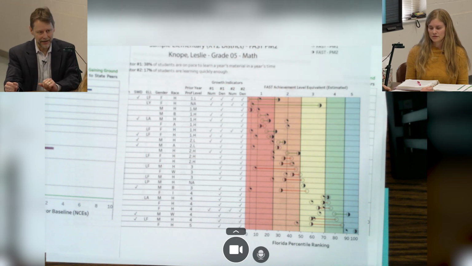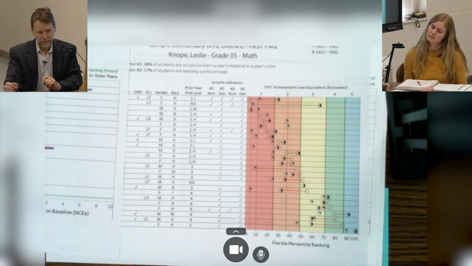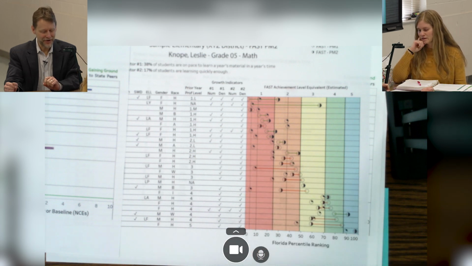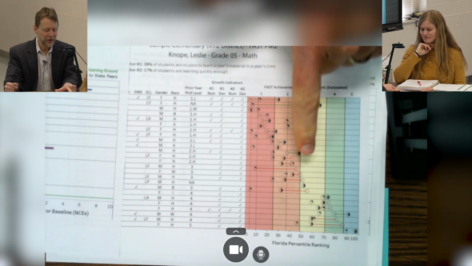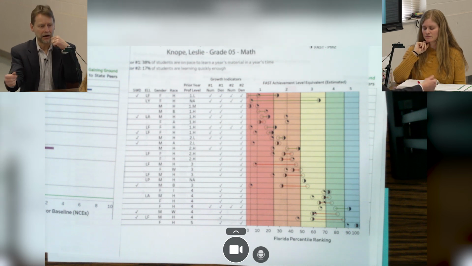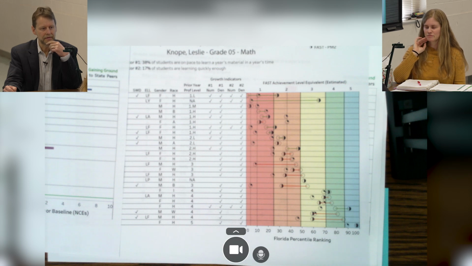Does a red line mean that that kid didn't learn anything? Oh, some of them look like they didn't. That kid, I don't know. Oh, but we don't have his midyear. Sorry, what was the question? What does a red line mean? Does it mean that that student didn't learn anything between last year and right now? It means they didn't learn as much as their peers.